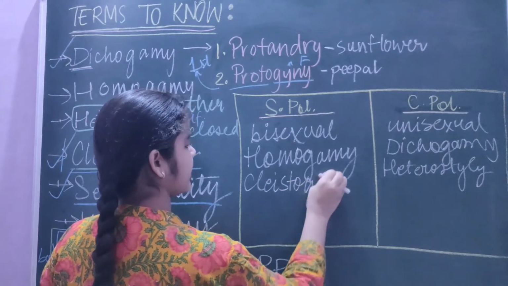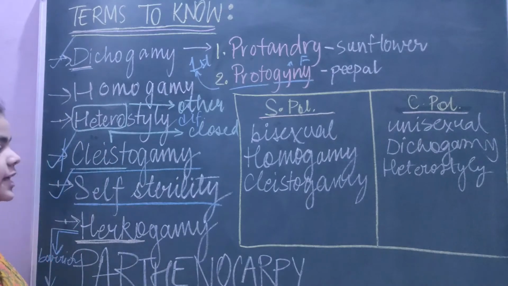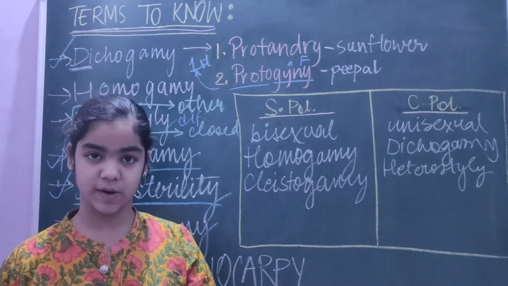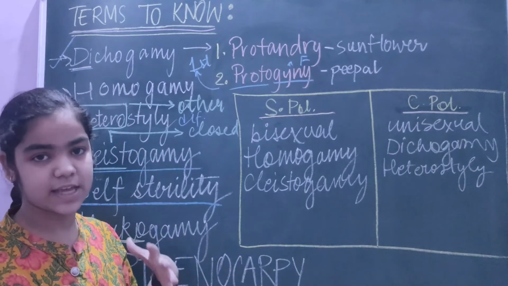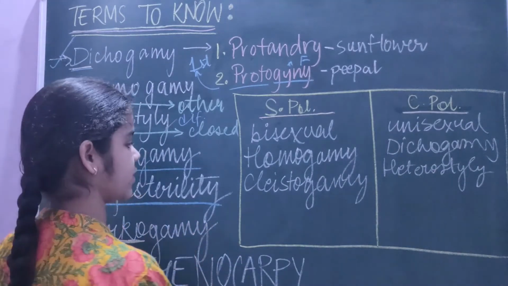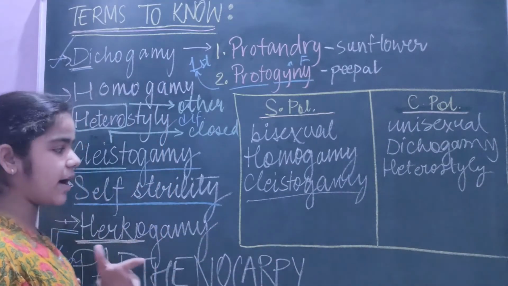Now your question may be why does it fall in the self-pollination method? Simply because here you see no other agent is required. As we discussed, there is no need of any external agent in self-pollination. So in cleistogamy also you do not require any kind of other agent from outside to come.